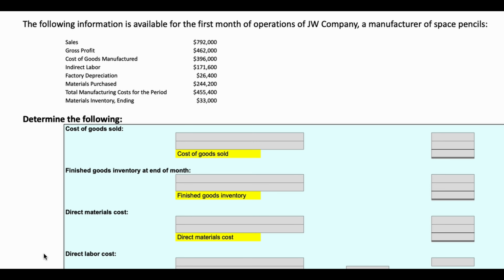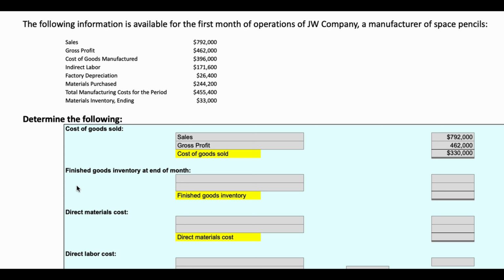The first cost flow relationship we're going to work on is cost of goods sold. You'll probably remember that cost of goods sold was used to find gross profit, where we would take sales minus cost of goods sold to get to gross profit. In this case, we don't have cost of goods sold, but we do know the other two components. We see that the sales of space pencils were $792,000. We also see that our gross profit was $462,000. We're still going to subtract them, giving us $330,000 for our cost of goods sold.